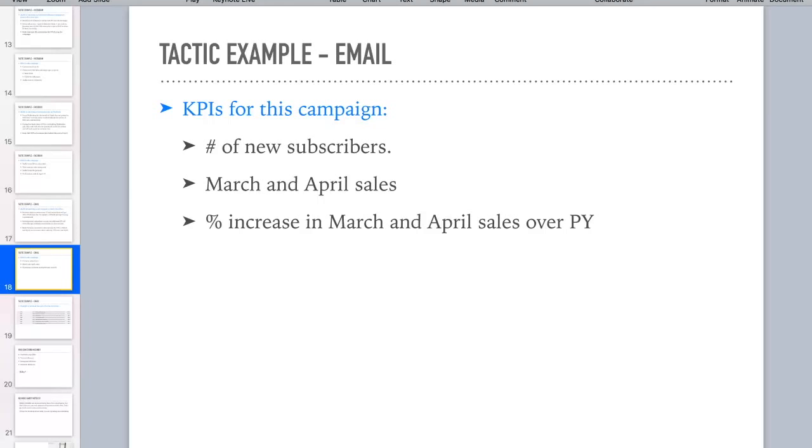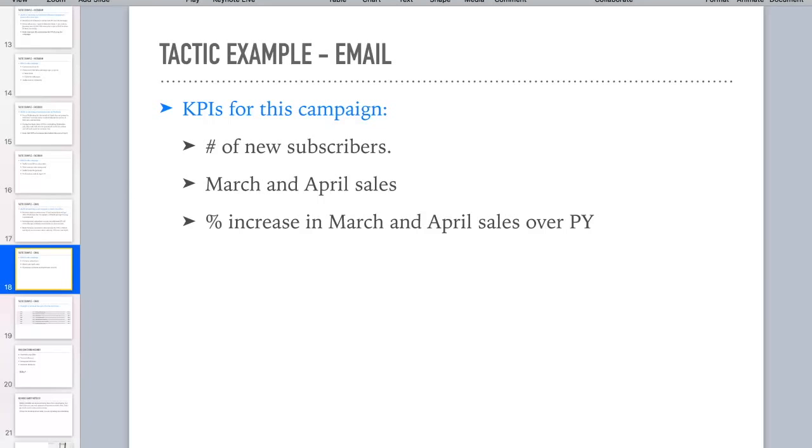So for the example of the March and April sales, some other metrics you want to be keeping an eye on are the click-through rate in the emails. You want to keep an eye on the conversion rate, and you want to be able to speak to both of those numbers to prove the success of the email that you and your team has produced.